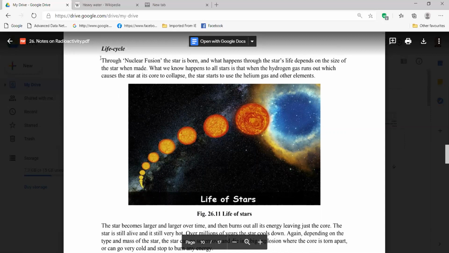Through nuclear fusion, the star is born. So nuclear fusion, we will go for more details: two hydrogen atoms combine together, joining together to form helium. Those helium are available in the star.